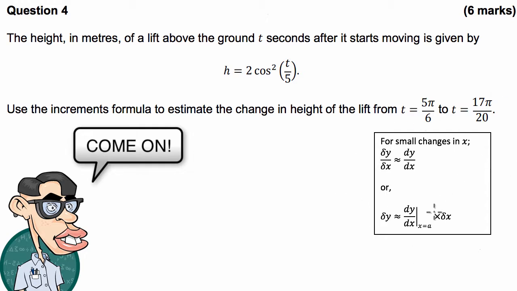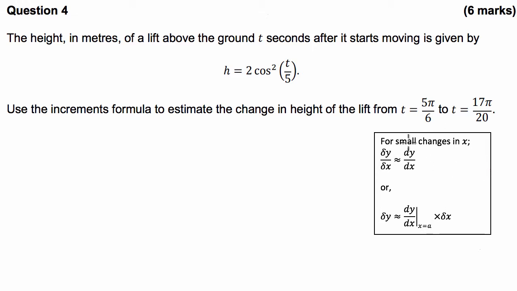So basically this is the generalized version of our increments formula where, for small changes in the independent variable, the change can be approximated by the actual derivative at a particular point. So what we have to do here, guys, to start with, is change this into the terms that we're going to be using in the problem.